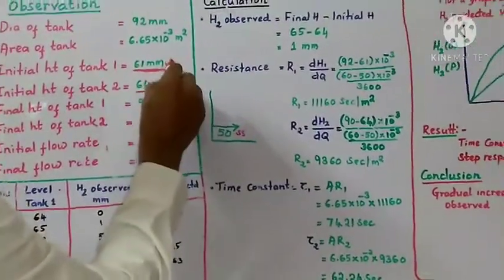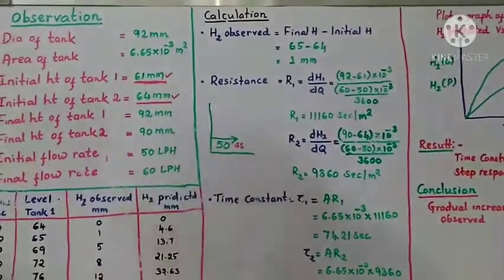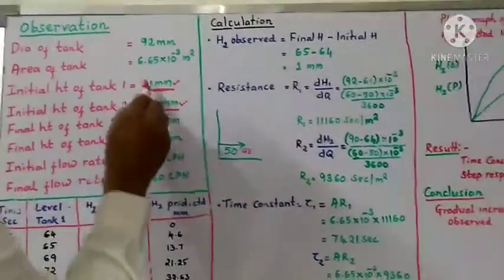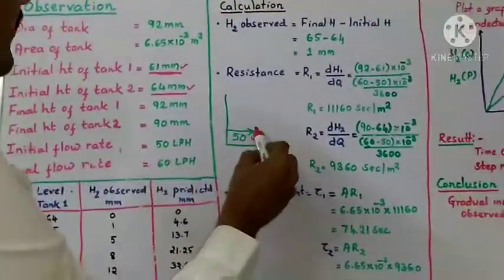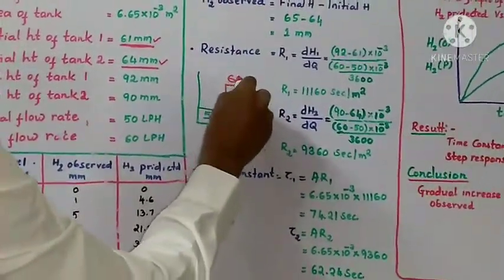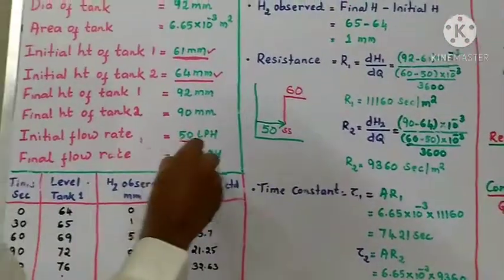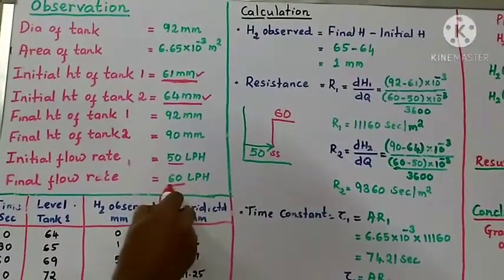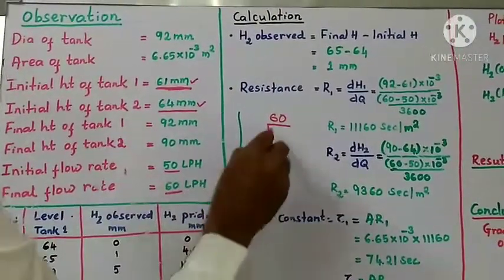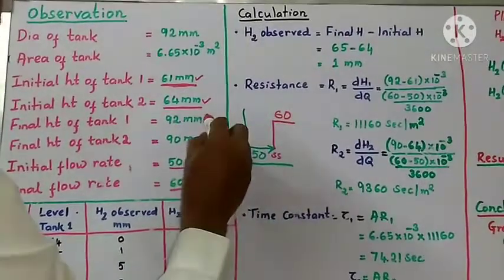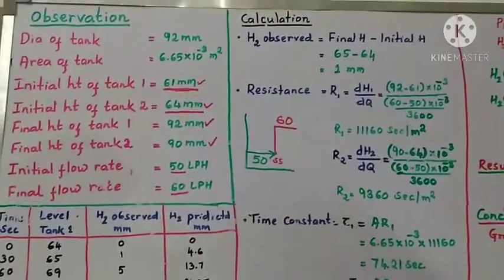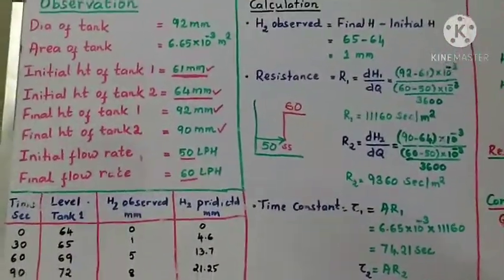So you are noting down what is H1 and H2, what is the tank 1 height and tank 2 height. And then once these are constant, suddenly you increase the flow rate to 60. See here, the initial flow rate was 50, then you have increased to the final flow rate of 60, and note down the final height of the tank at the end of the experiment. So note down the final height of tank 1 and tank 2.